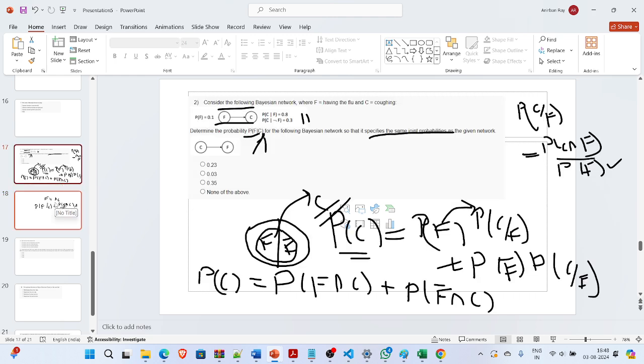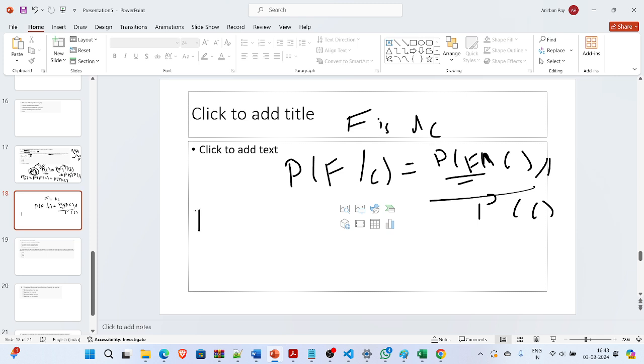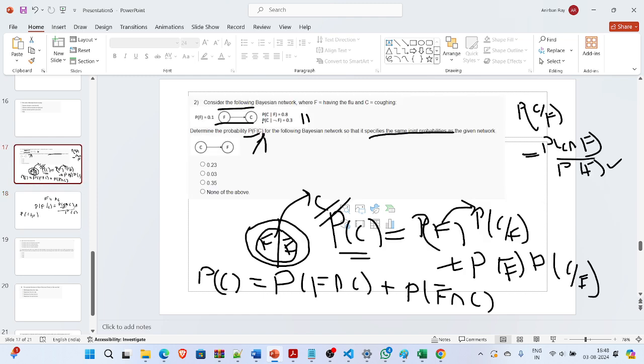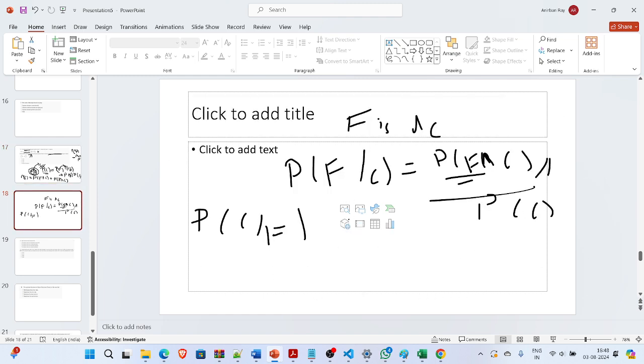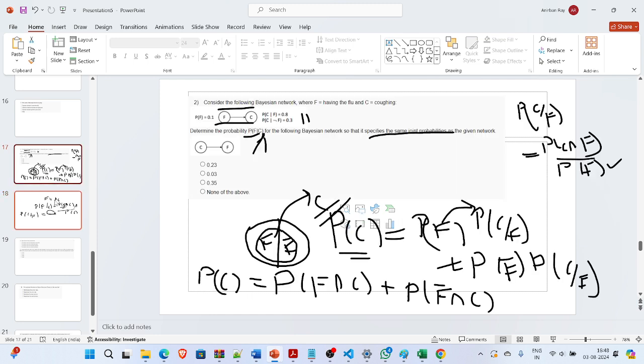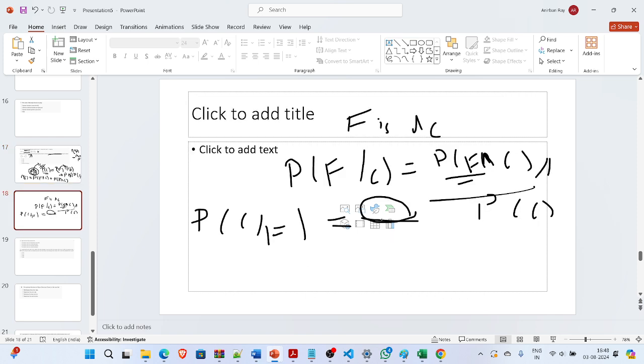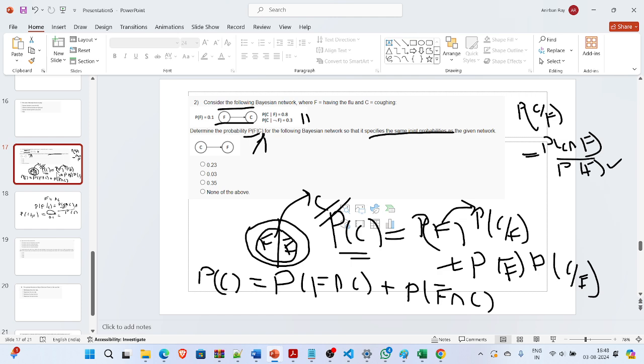So we'll just use this one, P of C given F. In the previous diagram, as you can see, P of C given F is given, and that is equal to the intersection, which is what we need, divided by P of F, that is 0.1. Now the result is equal to 0.8.